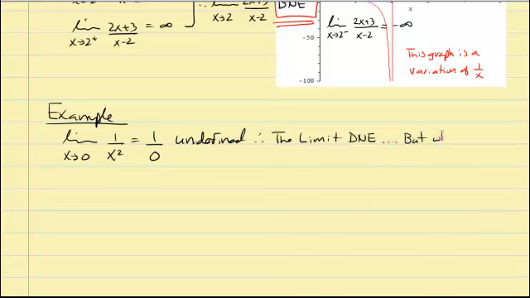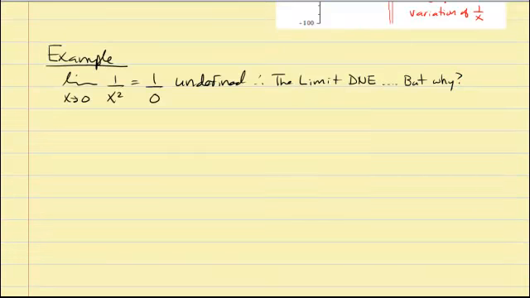There could be a lot of different reasons why it doesn't exist. It might not exist because the limits from the right and the left don't agree. It could not exist because they agree at infinity. So we have to be pretty careful about that.